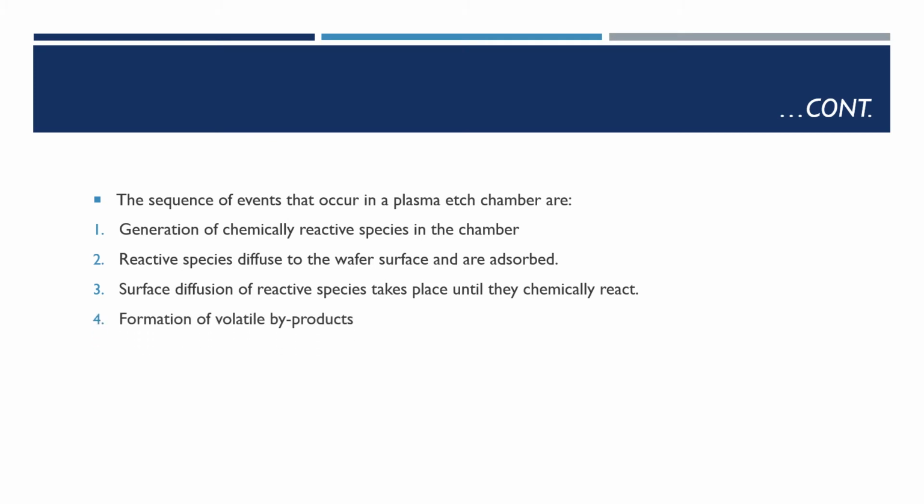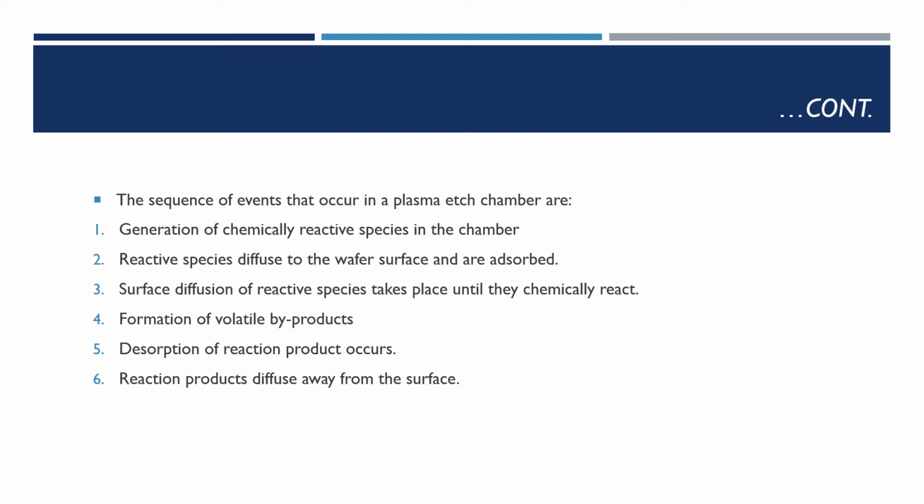The chemical reaction results in the formation of volatile byproducts. Now these byproducts desorb from the wafer surface or the substrate material, that is, the desorption of reaction product occurs. Now these reaction byproducts diffuse away from the wafer surface, and finally these products are transported out of the chamber. Thus the wafer surface will be etched or the material will be removed at the desired positions or places.